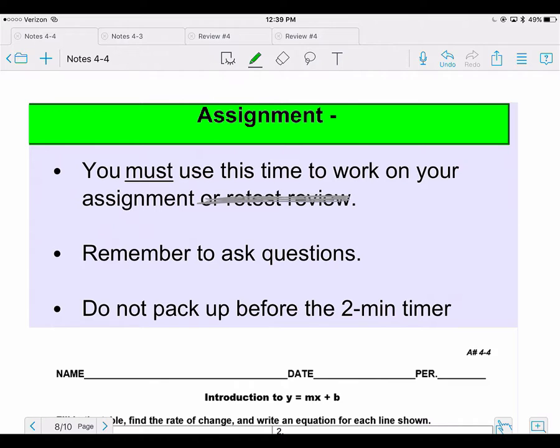Again, I'm expecting you to work, and the sub is going to write down your name if you are not, and we're going to have a very not nice conversation on Monday. So finish your assignment so you don't have homework over the weekend, and enjoy the pep rally.